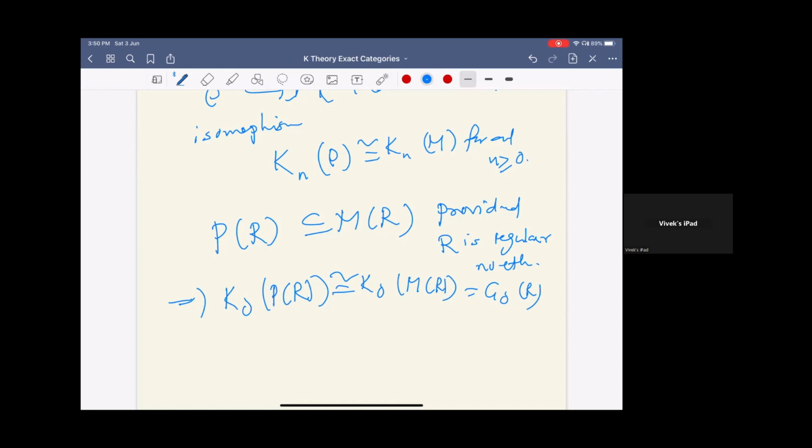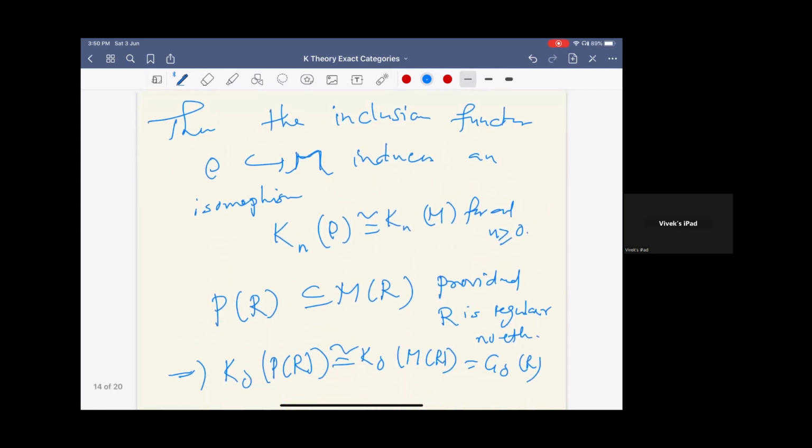So this is the important consequence of this theorem. This is called the resolution theorem: for a regular Noetherian ring, K theory and G theory coincide. And because G theory has very nice properties, for example, G theory is homotopy invariant, so for a regular ring, K theory is also homotopy invariant. All those.